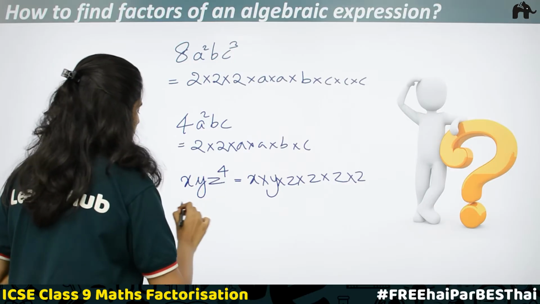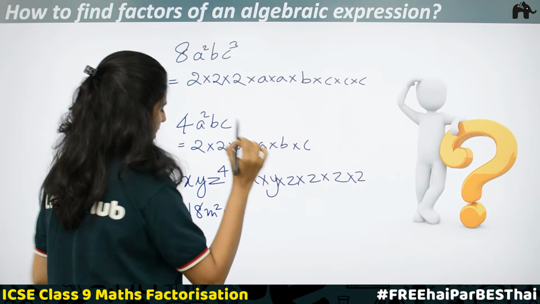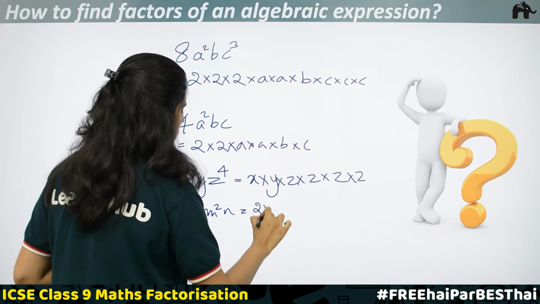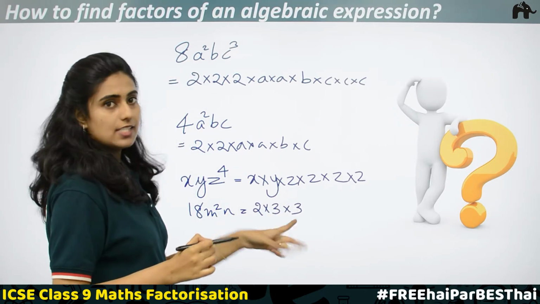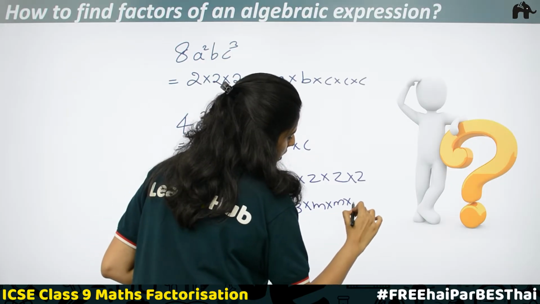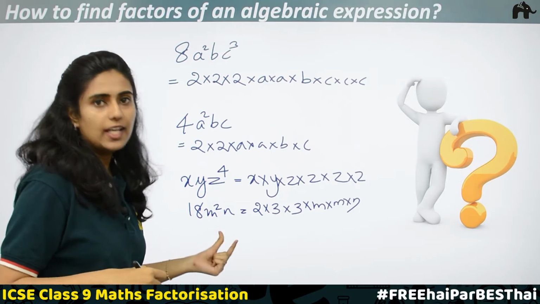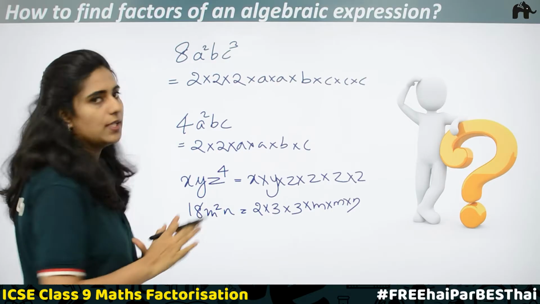Okay. Now if you are having 18 m square n, what are the factors? 18 can be written as 2 into 3 into 3. 2 3s are 6, 6 3s are 18. Into m into m into n. So these are the factors of 18 m square n. This is how you will be able to find the factors of an algebraic expression.